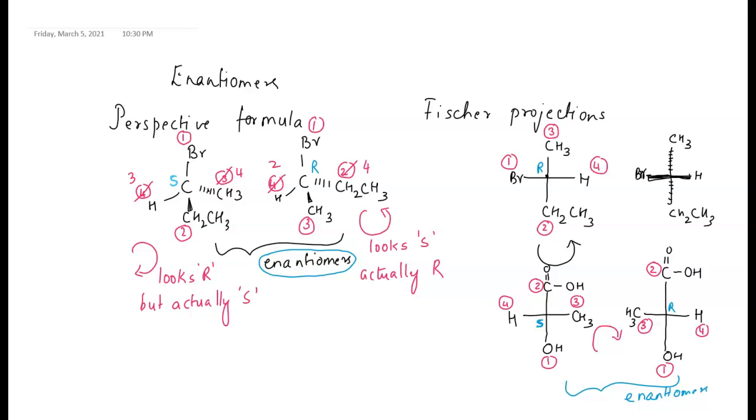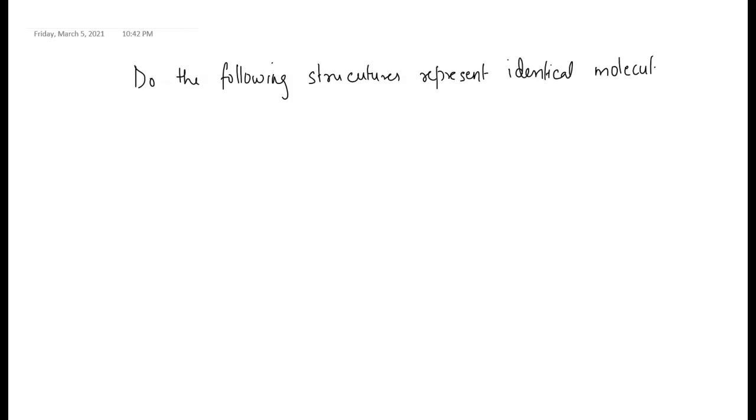Okay, let's do one exercise here. The question is, let's write down the question: do the following structures represent identical molecules or enantiomers? If they are enantiomers, remember, they will have opposite stereochemistry. One will be R and the other will be S. If they are identical, they will have the same stereochemistry. They will either both be R or both be S.